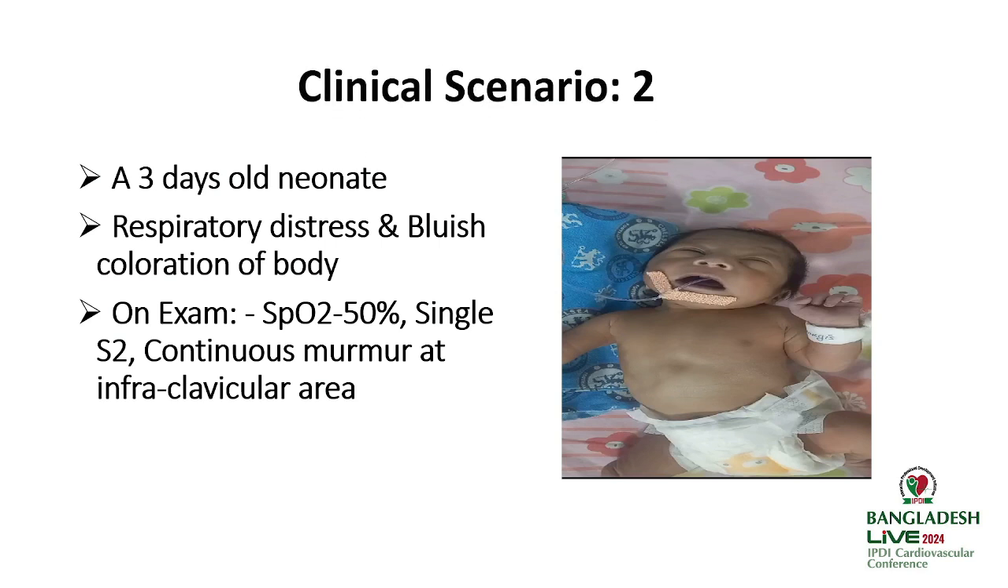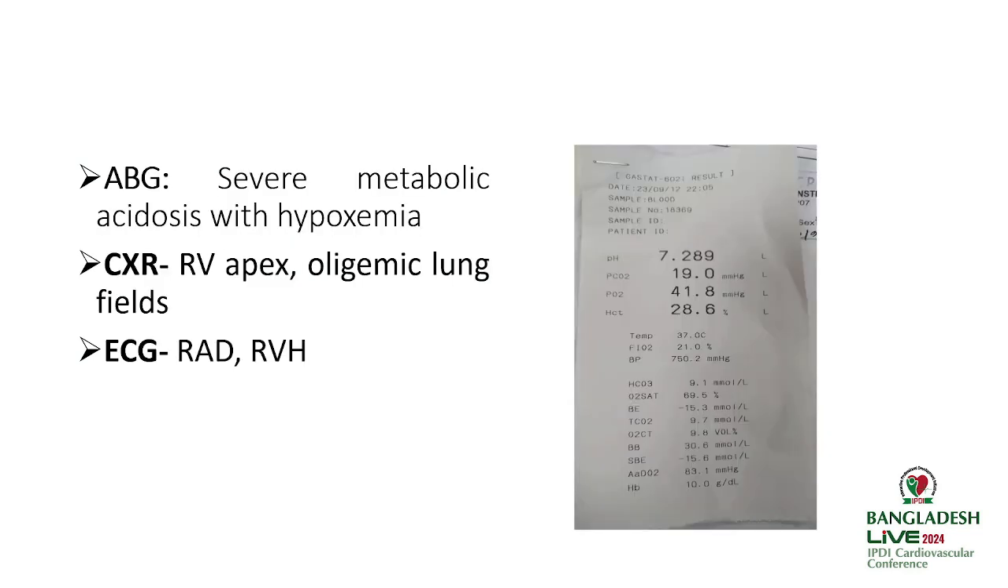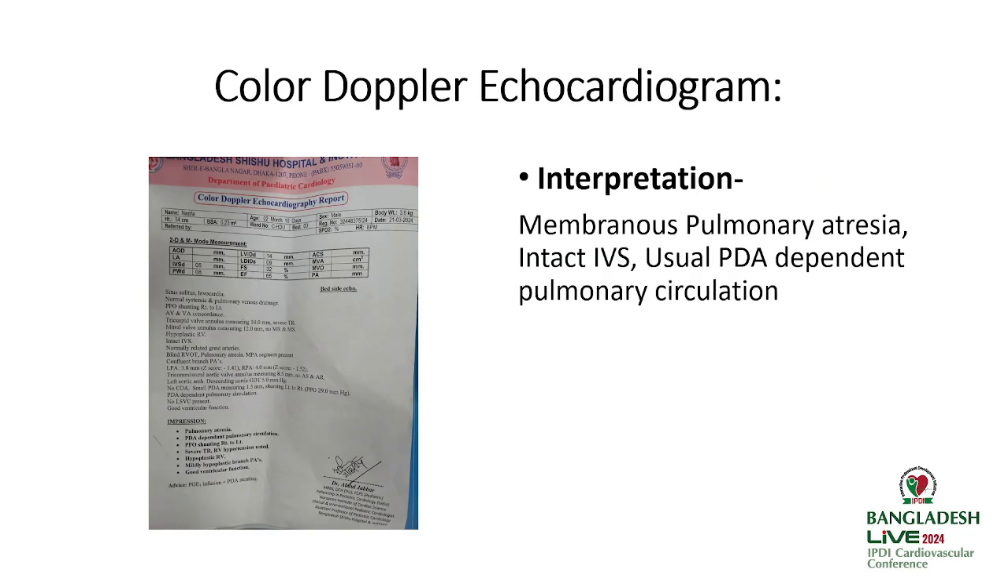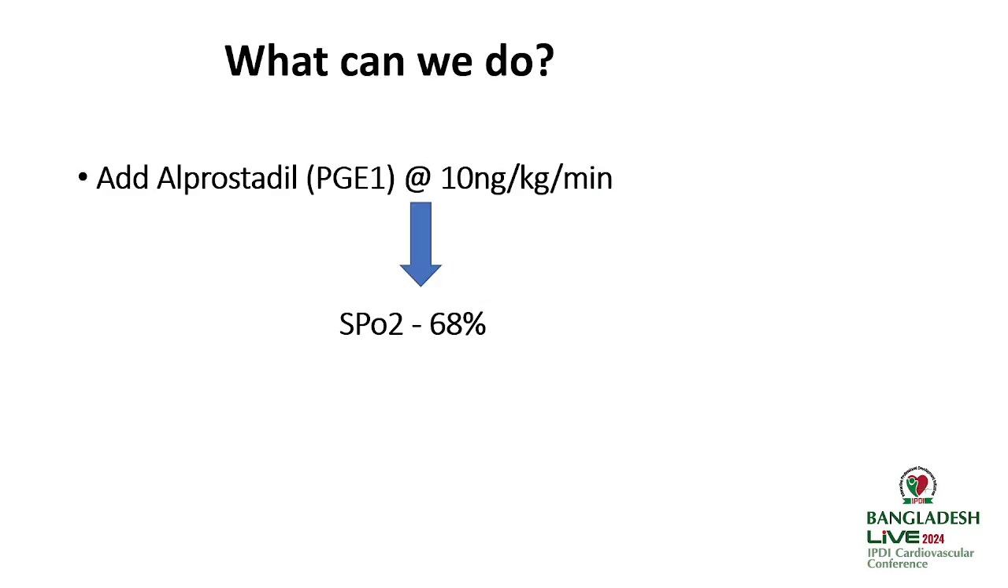Another 3-day-old newborn presented with respiratory distress with cyanosis. On examination, there was low saturation of 50% and a continuous murmur. ABG showed severe metabolic acidosis and hypoxemia, chest X-ray showed RV apex with oligemic lung field, ECG showed right axis deviation and right ventricular hypertrophy, and echocardiogram showed membranous pulmonary atresia with intact IVS and ductal-dependent pulmonary circulation.